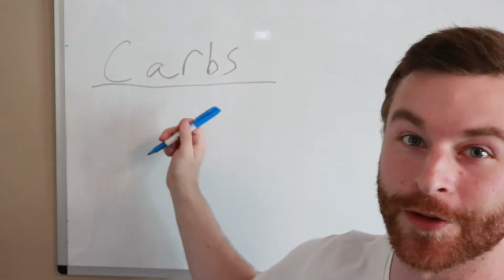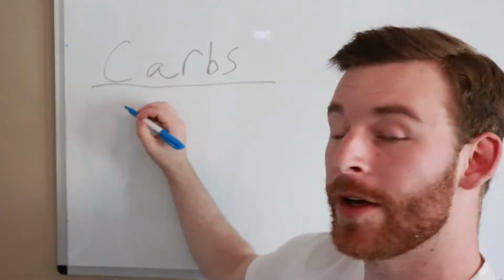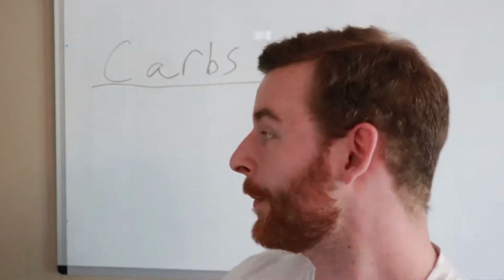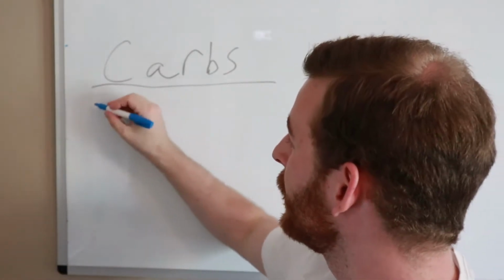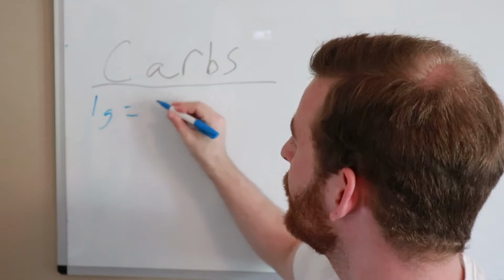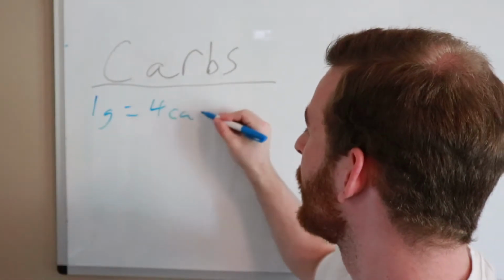So the next one we're going to be looking at is carbohydrates, or carbs for short. And just like protein, it also has 4 calories in 1 gram. So 1 gram of carbohydrates is equal to 4 calories. Write this down as well because we're going to need it later.